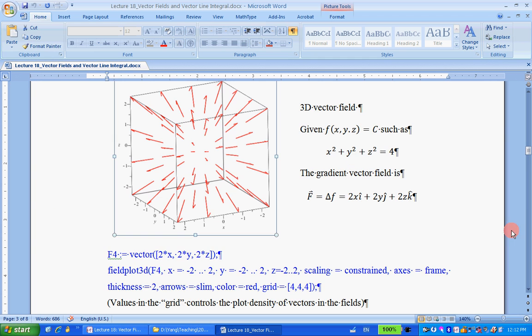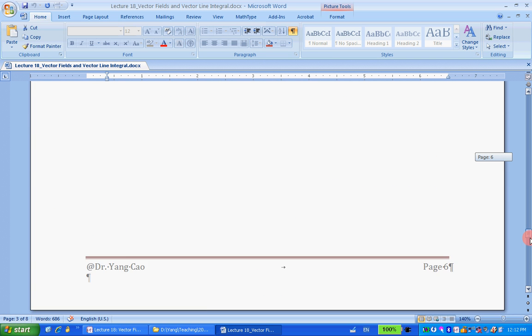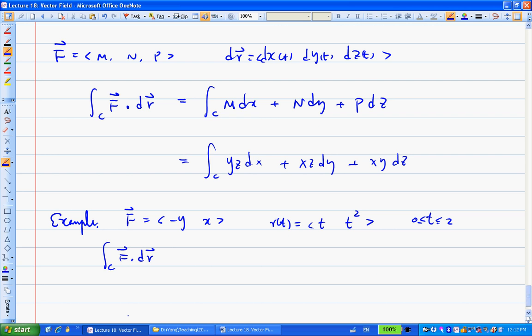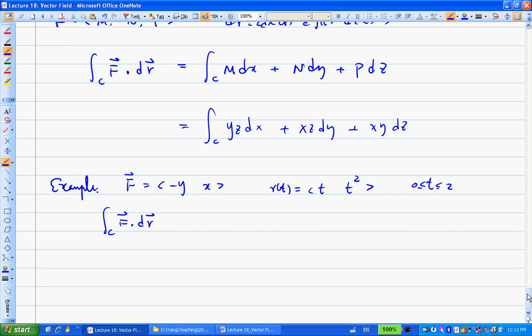If you plot it out, this is what it looks like. So here's a vector field, and here's a curve C. So you go from here to there, right? And we're interested in the circulation of the fluid along the curve C from here to here, right? Okay, so if I use this formula here, for 2D, you only have two terms.